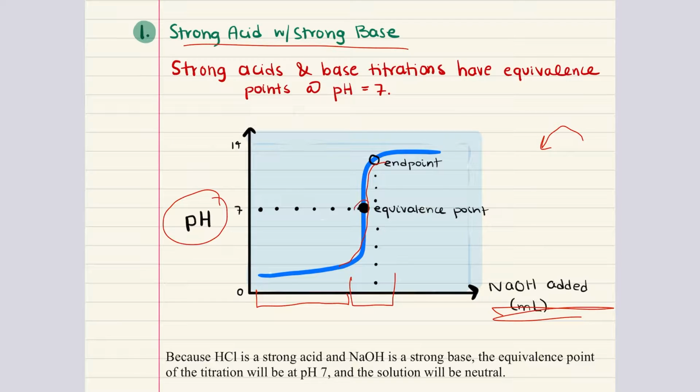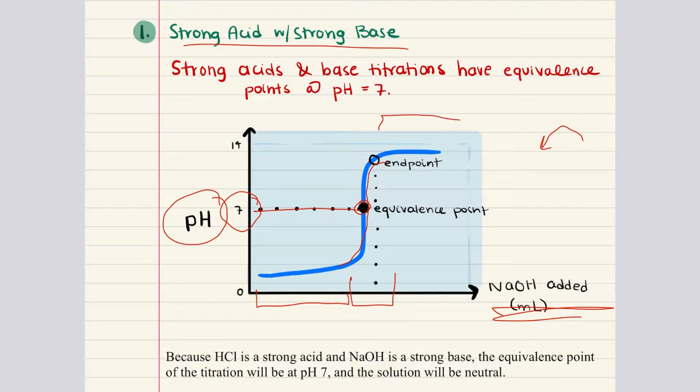The equivalence point occurs when the moles of sodium hydroxide added equals the moles of hydrochloric acid originally present in the solution. For a strong acid, strong base titration, the equivalence point is going to be at a pH equal to 7, resulting in a neutral solution because the products are water and a salt, sodium chloride specifically, both of which do not affect the pH.